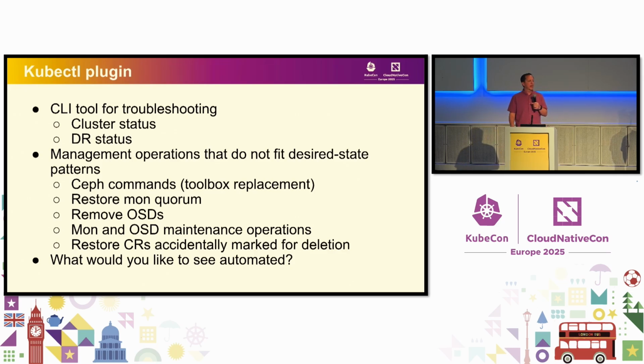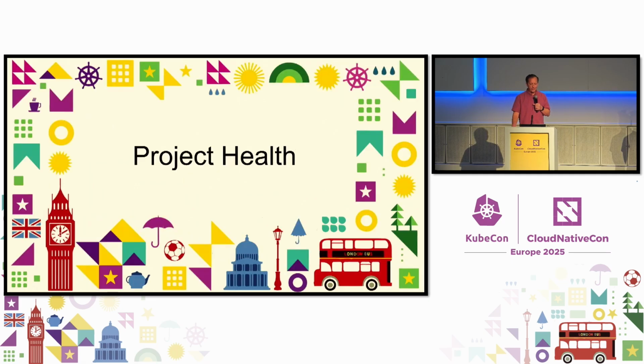So there are things like you've got some downtime, you need to restore mon quorum to that single zone that is only remaining. You might need to remove OSDs, you might need to perform other maintenance operations for advanced things with mons or OSDs. And if there are other maintenance operations that you've seen you need to run in your cluster, we'd love to know, well, what would you like to see automated? Because this tool is the perfect place to run those one-off tasks where it's not a CRD setting.